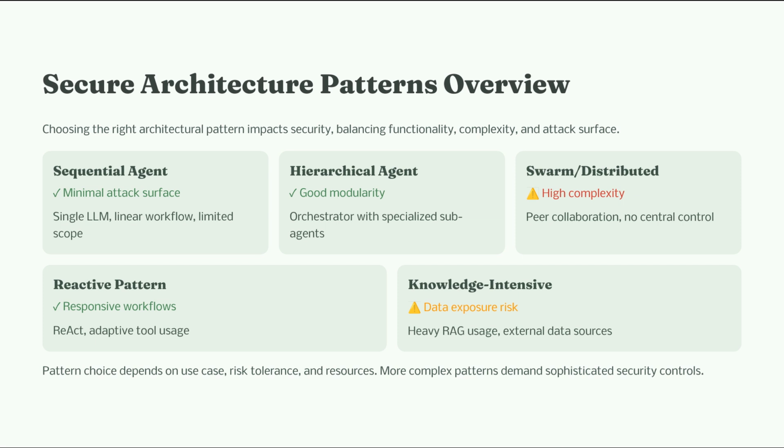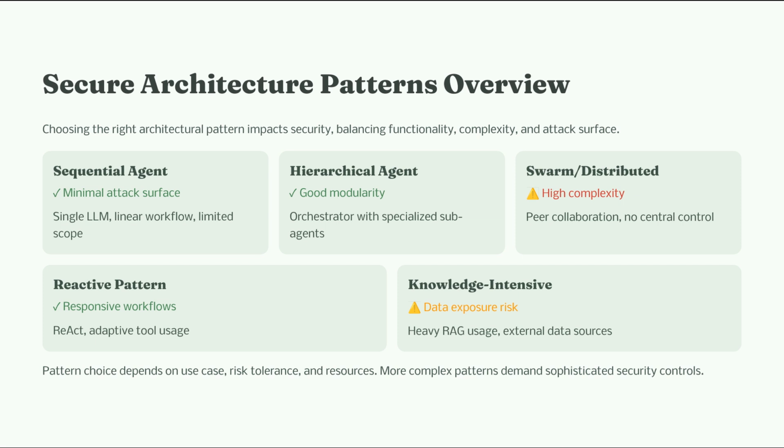As we transition from our previous discussion on the OWASP threats and their mapping to agentic system components, let's delve into the crucial topic of architectural patterns. Choosing the right architectural pattern significantly influences the security of your system while also balancing functionality and complexity. For instance, sequential architecture offers minimal attack surface by utilizing a single large language model and a straightforward linear workflow. This approach is beneficial for scenarios with limited scope.